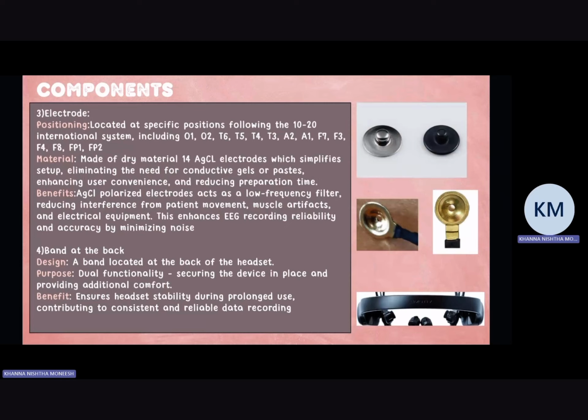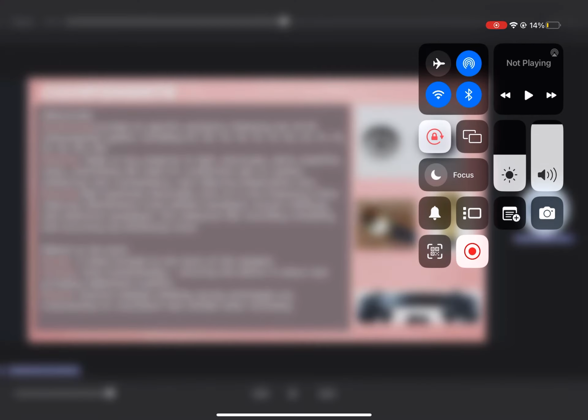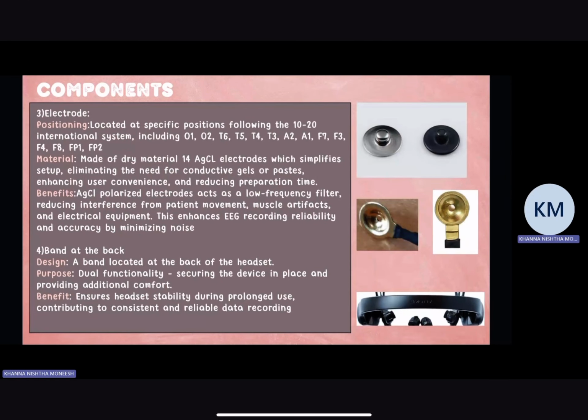The electrodes are located at specific positions on the scalp following the 10-20 International System. They are made of dry electrodes, specifically silver chloride electrodes, which simplifies setup by eliminating the need for conductive gel or paste. This enhances user convenience and reduces preparation time. The benefit of this is that silver chloride polarized electrodes also act as a low-frequency filter, reducing interference from patient movement, muscle artifacts, and electrical equipment, hence enhancing EEG recording.